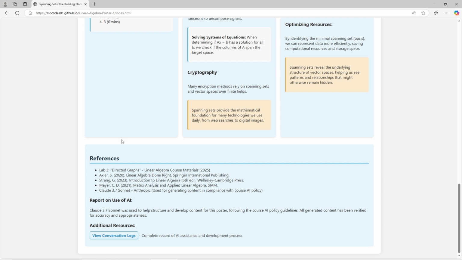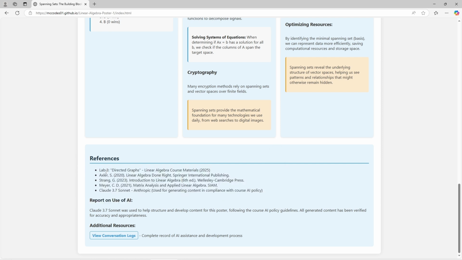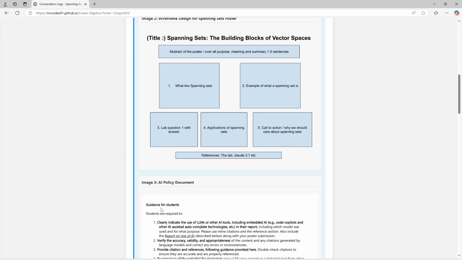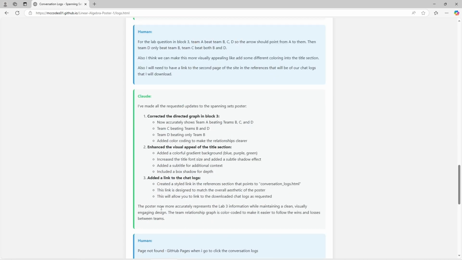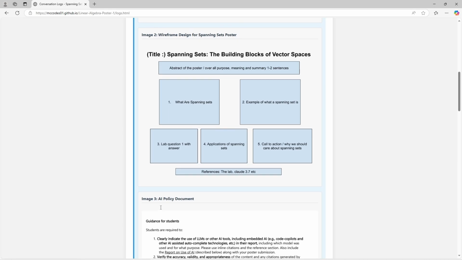Now, I also included some references here that the AI used, one from the lab, and then I also uploaded my conversation logs that I had with Claude to produce this website very quickly and efficiently.